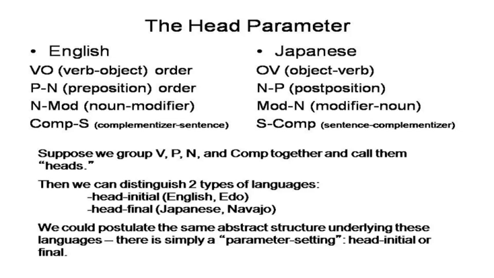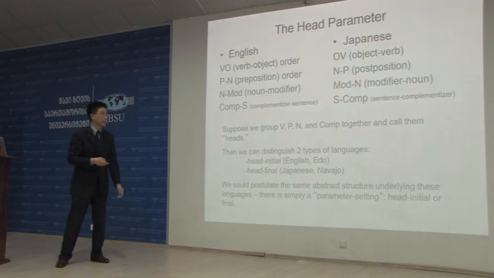So let's just do some. I'm just going to fly through some linguistics. Let's call V, P, N, and complementizer heads, right? Then we could say there are head initial languages on this side, and head final languages on that side. So what we could say is that there's an abstract structure underlying all languages. You get that head complement structure. The only difference is whether they're reversed. So that's a parameter setting, head initial or head final.